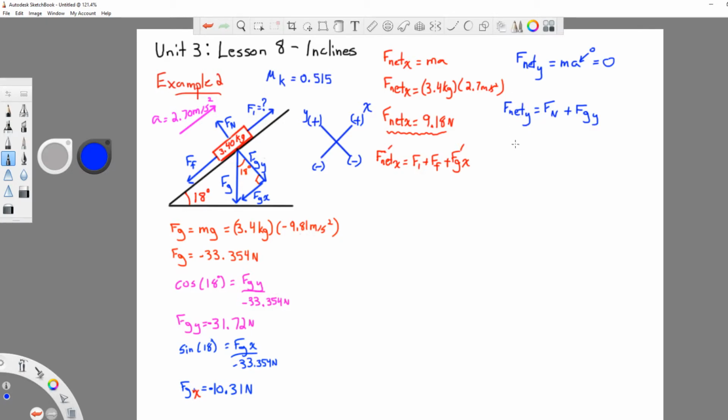Okay, well, we can sub some values into this formula now. We can say that F net y is 0, equal to the normal force, which we are looking for, plus Fgy. Well, Fgy happens to be negative 31.72, so minus 31.72 newtons. Well, Fn is equal to 31.72 newtons. Okay. There we are.